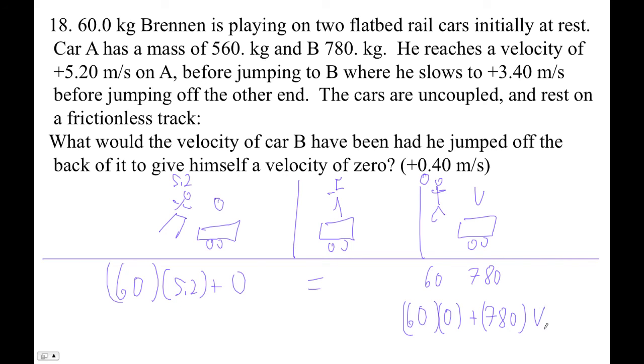It would be very hard to do this, by the way, to jump off the back of a cart so that the cart's not moving, right? Okay, so here we go. So 60 times 5.2, I guess just divided by 780, right? Basically, he takes all his momentum away and gives all his momentum to this cart magically, right? So V is exactly 0.40.